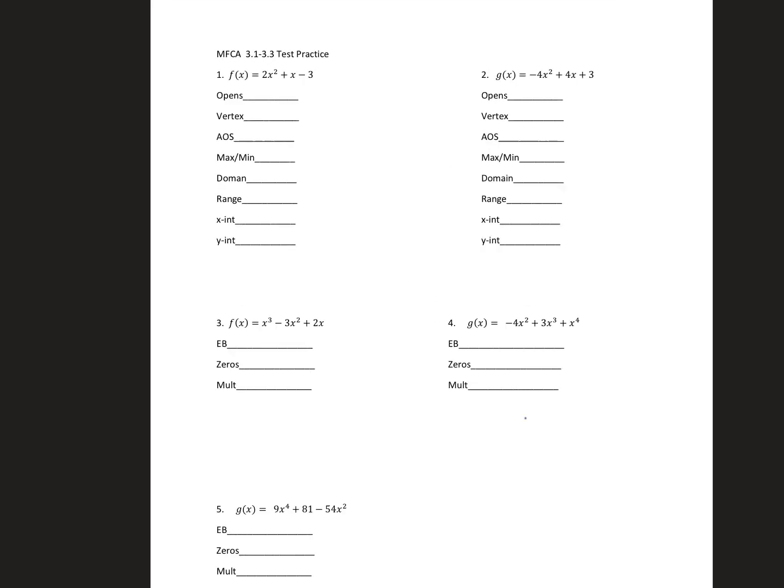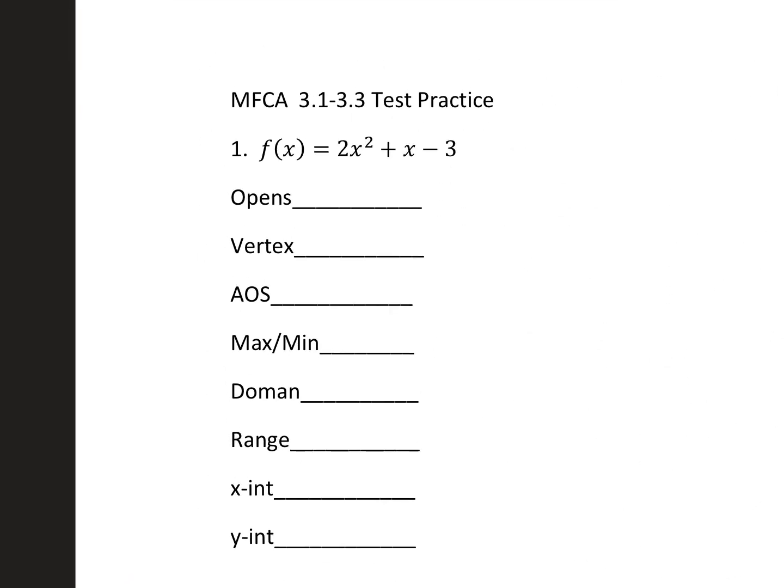So let's start with number 1. So this is in standard form. We can find the vertex when it's in standard form using negative b over 2a, where our coefficient of the x squared is our a, coefficient of the x is b, and then the constant is our c.